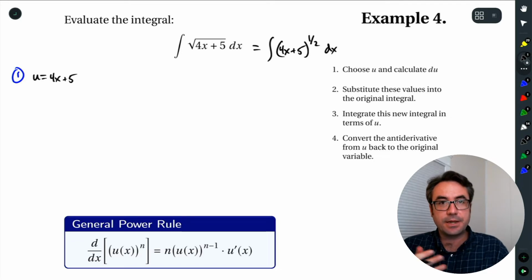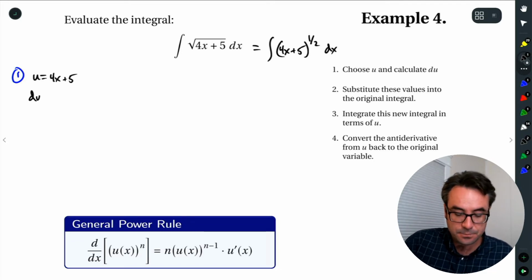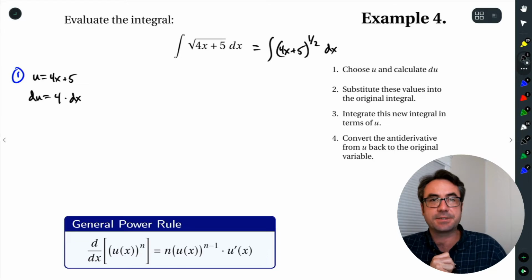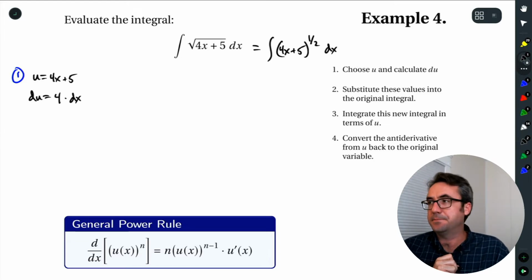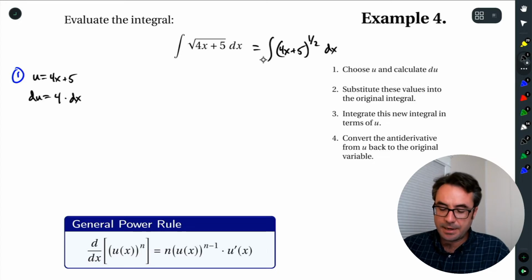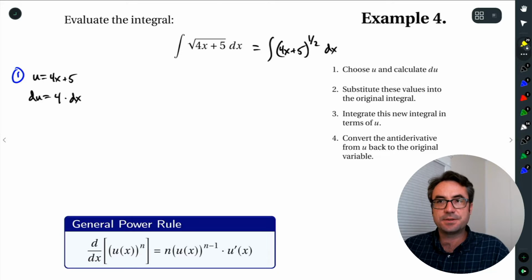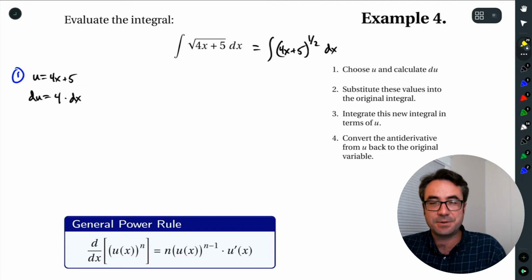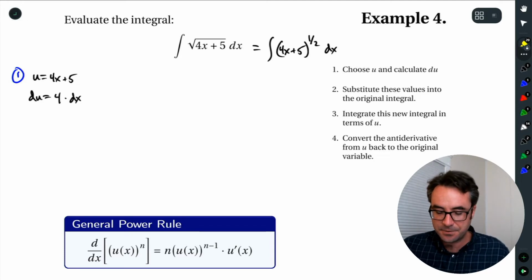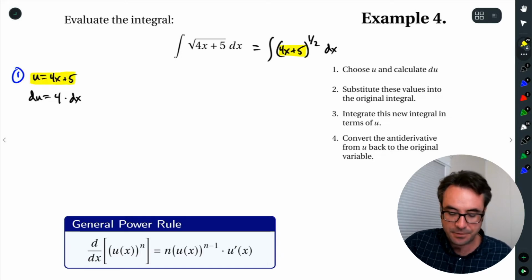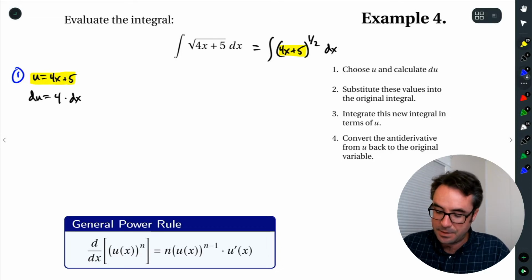Now, once we choose u, our hand is forced. We have to calculate du. So the derivative of 4x plus 5 is 4, and then we multiply by dx. All right. So now we look at our original integral here, this 4x plus 5 raised to the 1/2 dx. And we've seen enough examples now where things don't always match up perfectly. And that's what we're going to see in this example. So first of all, this 4x plus 5, kind of by our choice, is going to match up perfectly. That's going to be our u, kind of by design.